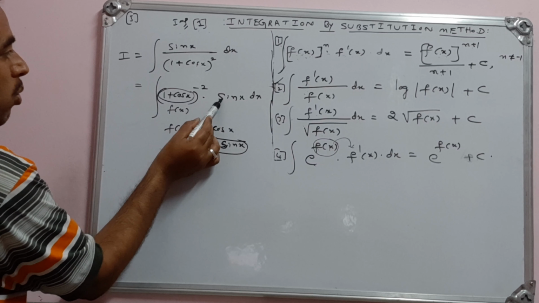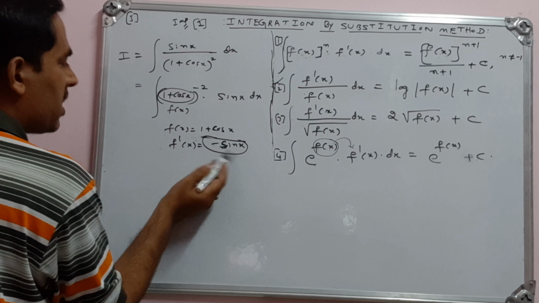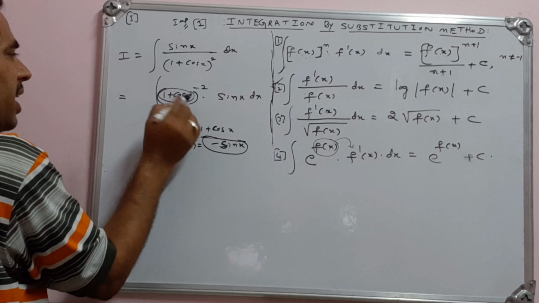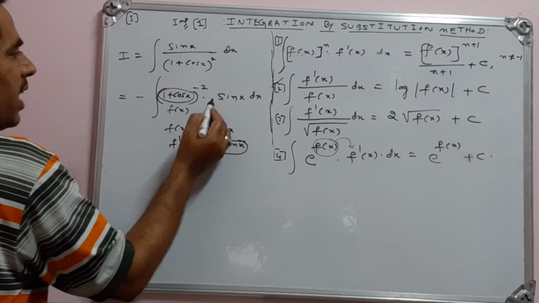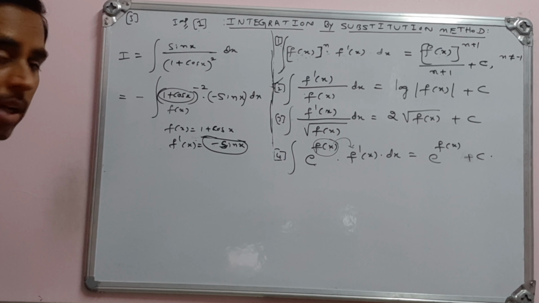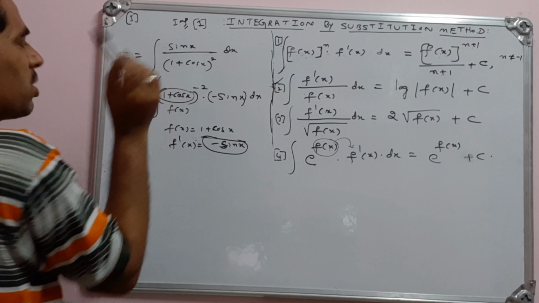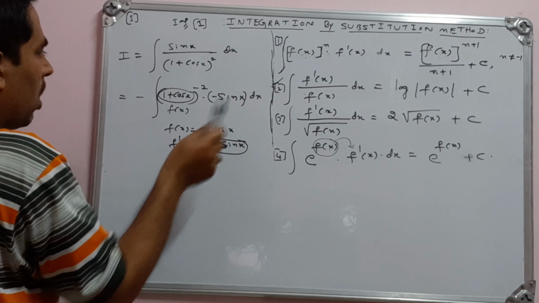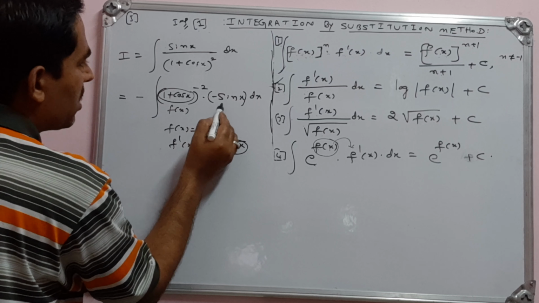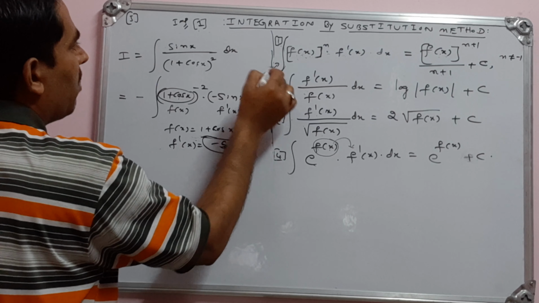But I have only sin x, I don't have minus sin x. I need the minus sign, so to get it we multiply and divide by minus 1. I write one minus outside and another minus inside; minus into minus is plus, so that makes no difference. Now it looks exactly like the derivative of 1 plus cos x, which is minus sin x, that is f dash x.